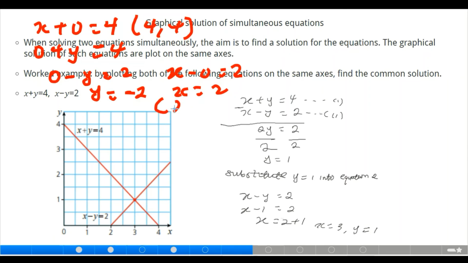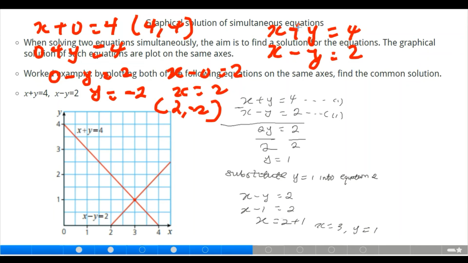Here, in this situation, we can have 2, 2. Y is minus 2, so we have 2, minus 2. And we can also decide to solve simultaneously by bringing both of them together. If we are solving simultaneously, let's use our elimination method for this one, because we can easily do that.